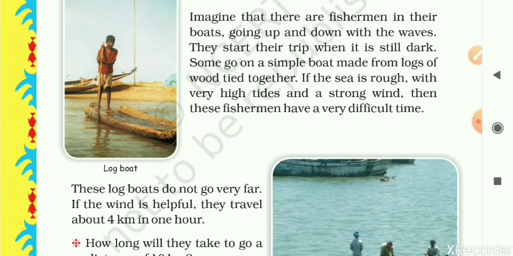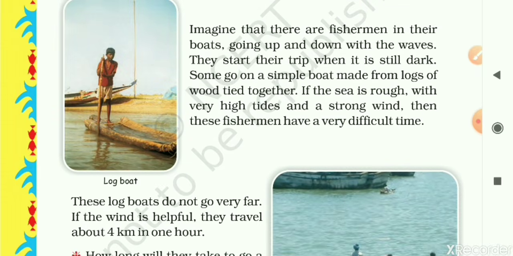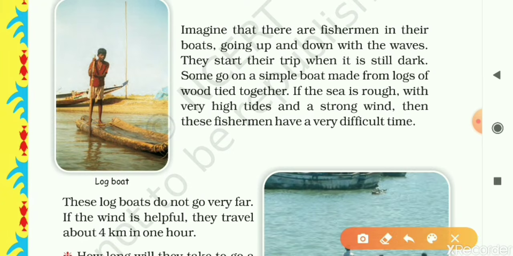Yes, the fishermen use their own boats to go to the sea and catch some fish, but they face some problems when the sea is rough with very high tides and a strong wind. Yes, it is very difficult, going with the boats against the direction of the wind. It is very difficult.